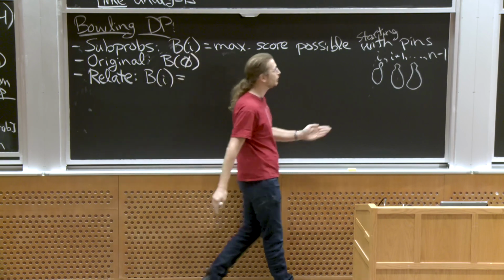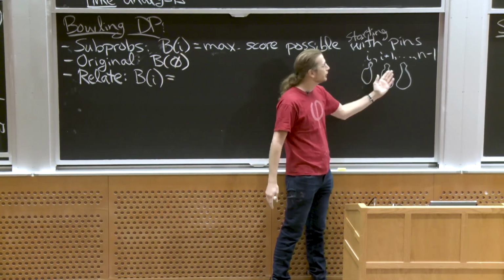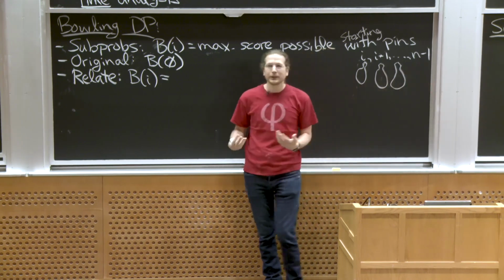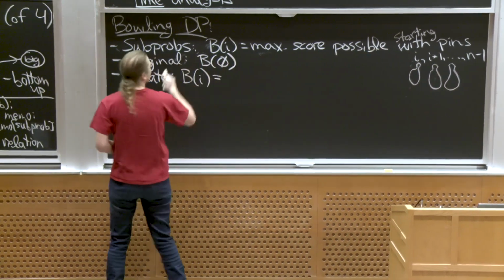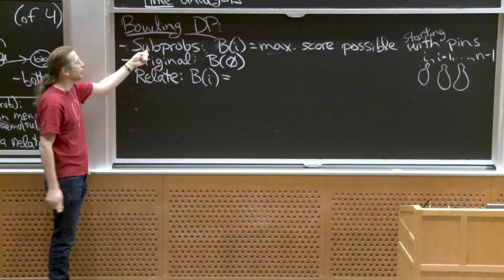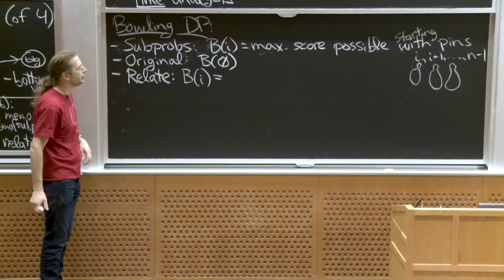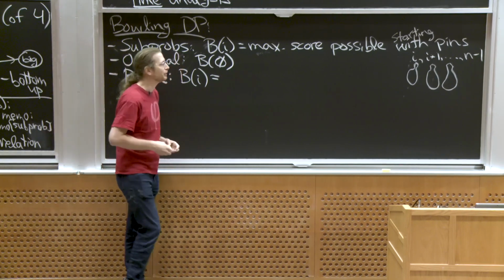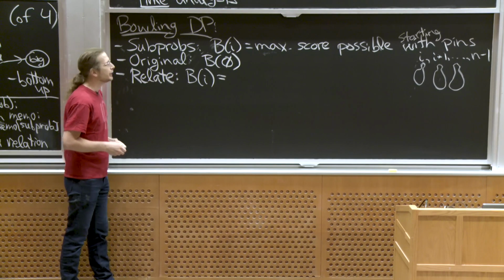So I'd like to clip off one or two items here, and then the remaining problem will be one of my subproblems. I'll be able to recursively call B of something larger than i, which will be a smaller subsequence because we're starting later. Okay, so what could I do?